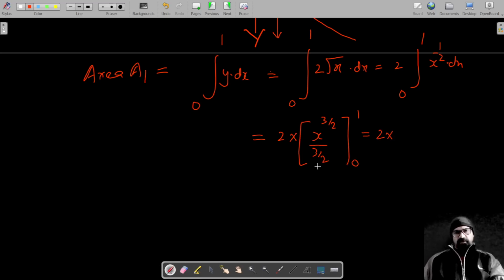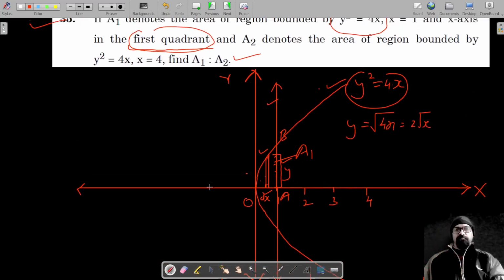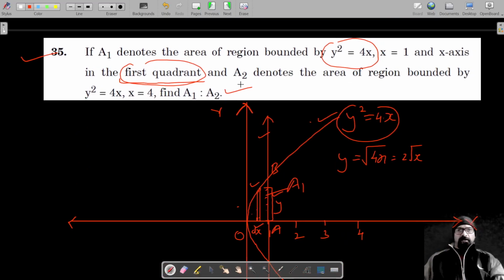If we take the constant out, 2 by 3 comes out, and x raised power 3 by 2 from 1 to 0. So this is equal to 4 by 3 into 1 raised power 3 by 2 minus 0 raised power 3 by 2, which is equal to 4 by 3 square units. So this is the area of the region A1. Now let's find out the next area, A2.